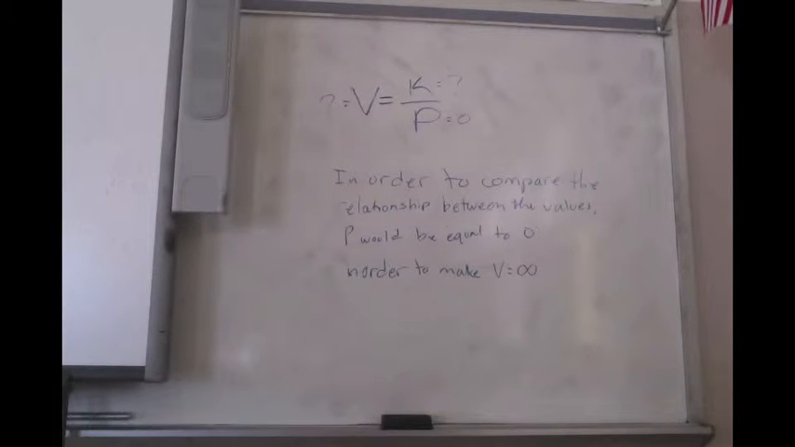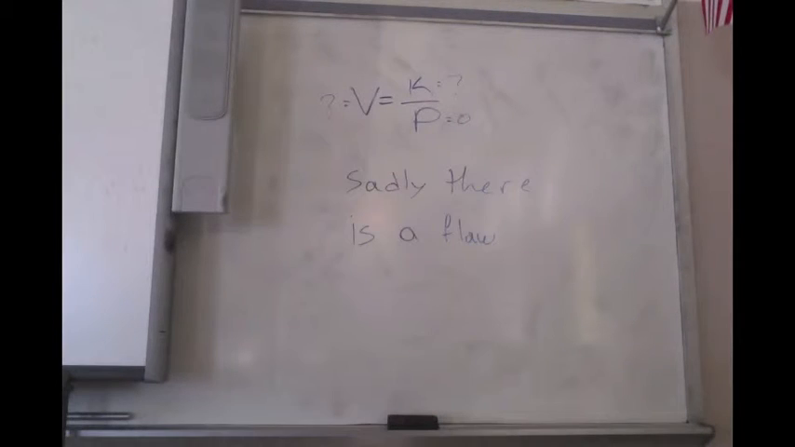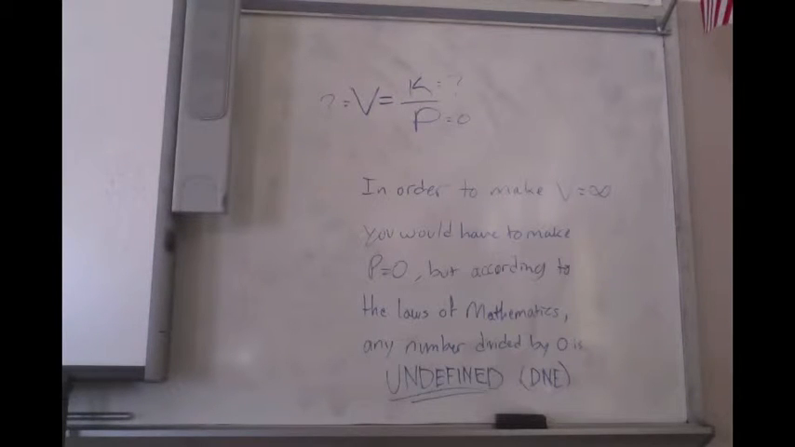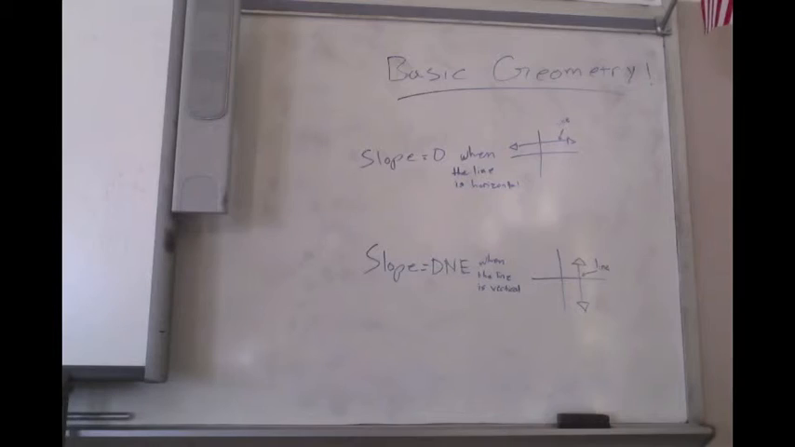Now, in order to compare the relationship between the values, p would be equal to 0 in order to make v equal infinity. Sadly, there is a flaw. In order to make velocity equal infinity, you would have to make p equal 0. But according to the laws of mathematics, any number divided by 0 is undefined, right? As you can see, slope equals 0 when a line is horizontal, at least, and slope is undefined when the line is vertical.